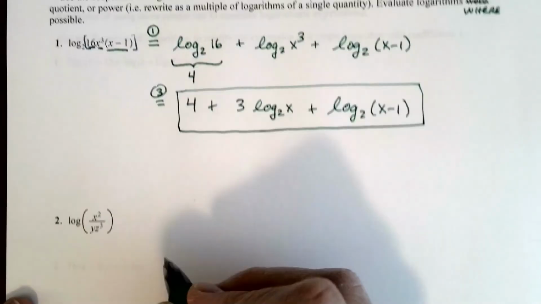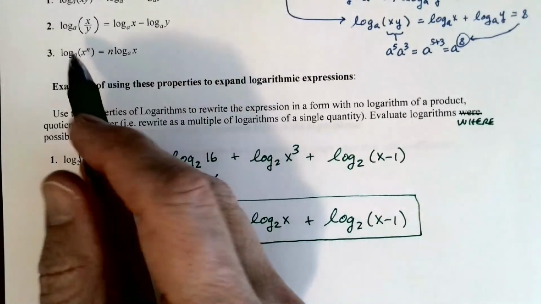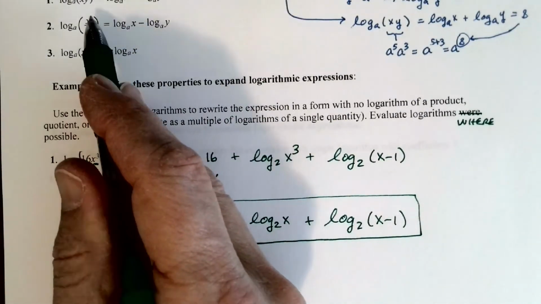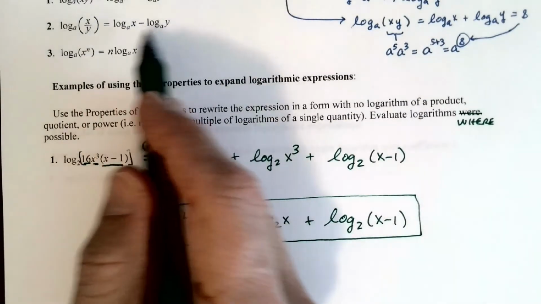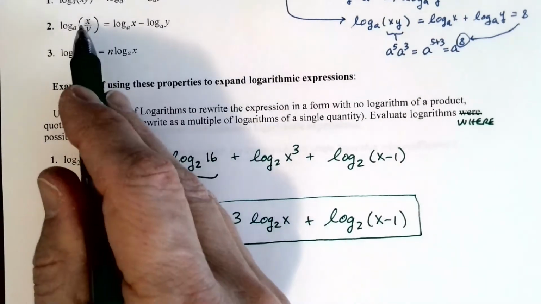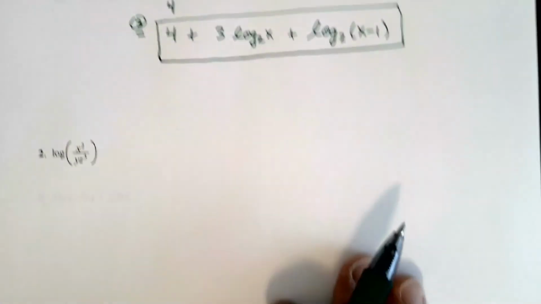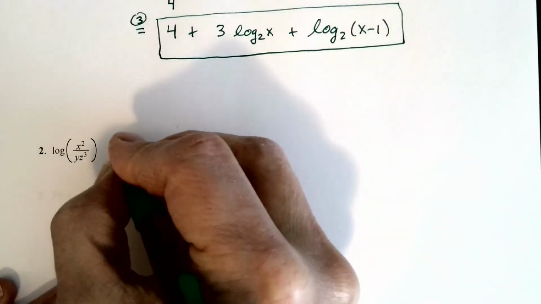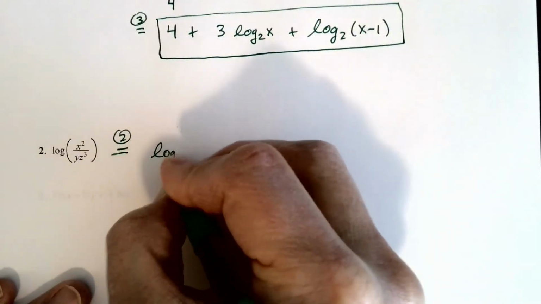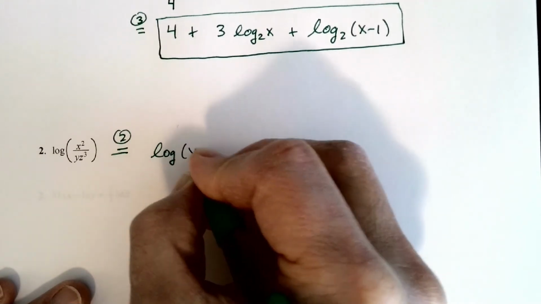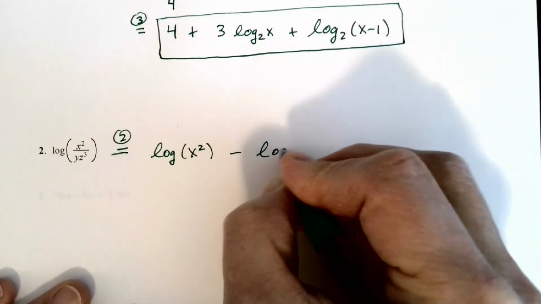Log of x squared divided by that. So I'm going to use property 2. If I have the division of two values, it's the difference of their logs. So it's the log of the top, very important, minus the log of the bottom. Has to be in that order. Log of the top minus log of the bottom.